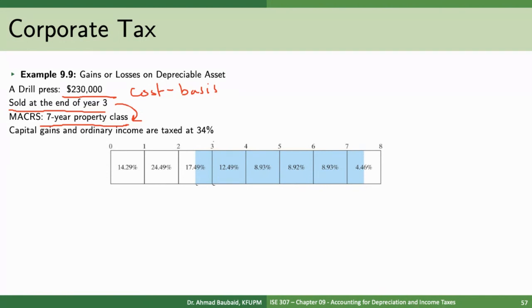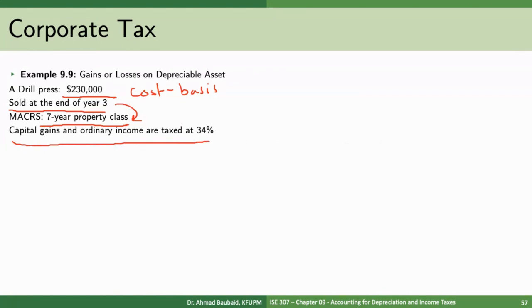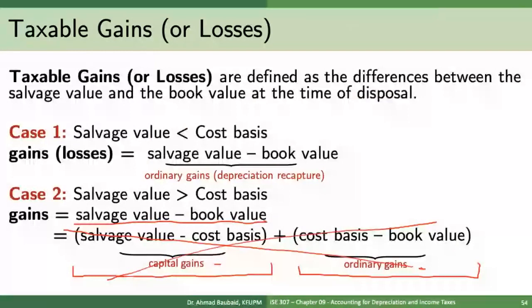And also I tell you, so here you see the case where I tell you the capital gains and the ordinary income are both taxed at the same rate, 34%. So in that case, I do not need this line here. I can just do salvage value minus book value and multiply by 34%, because both capital gains and ordinary income are taxed at the same rate.